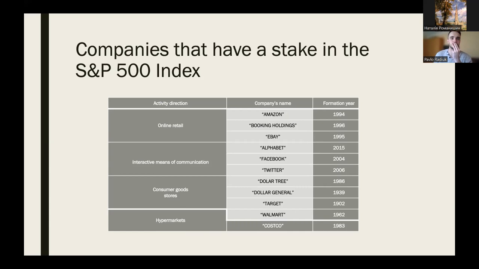So we analyzed and decided to divide the companies into such fields as online retail, interactive means of communication, consumer goods stores, and some large supermarkets or hypermarkets. So first of all, we analyzed Amazon, Booking Holdings, eBay, Alphabet, Facebook, Twitter, Dollar Tree, Dollar General, Target, Walmart, and Costco.